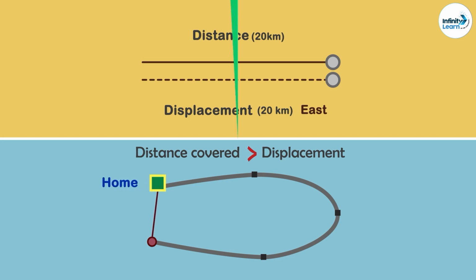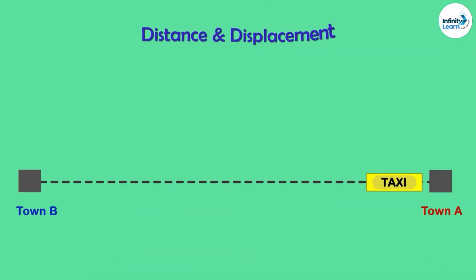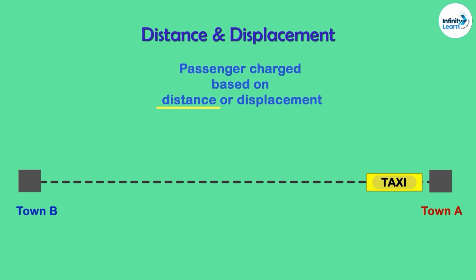If you've really understood the difference between distance and displacement, you should be able to answer the next question. When a passenger travels by taxi, is he charged based on the distance or displacement?